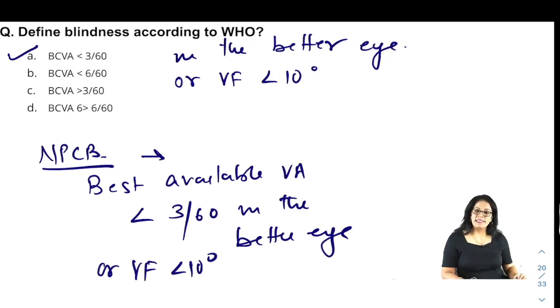What is the prevalence of blindness at present? You will answer in India. The prevalence of blindness is 0.36%.